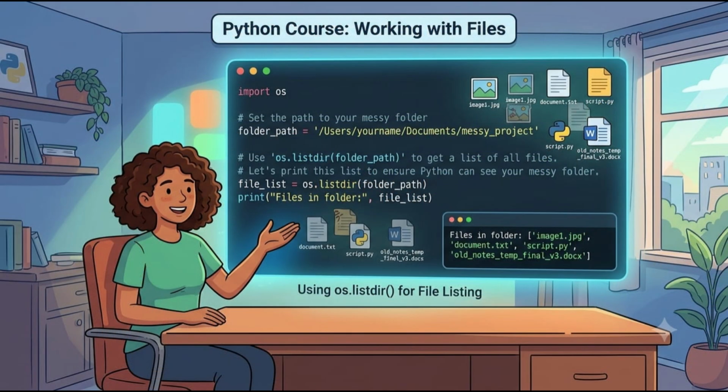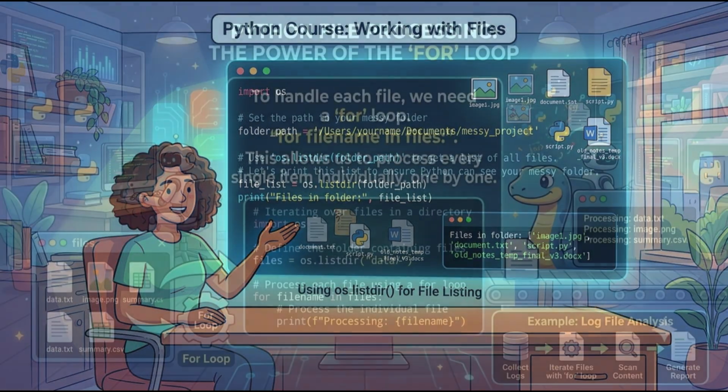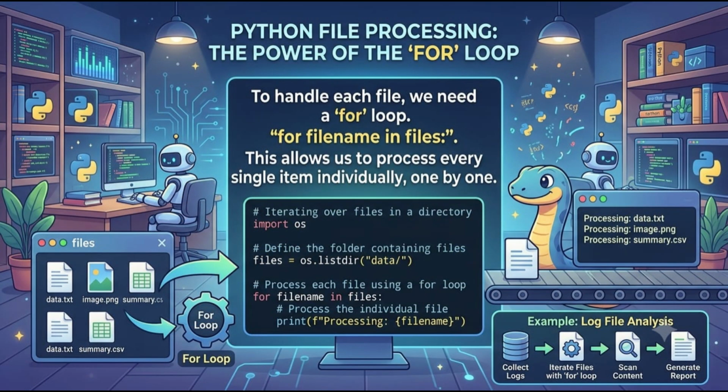Now, let's look inside that folder. We use os.listdir(folder_path) to get a list of all files. Let's print this list to ensure Python can see your messy folder. To handle each file, we need a for loop: for file_name in files. This allows us to process every single item individually, one by one.